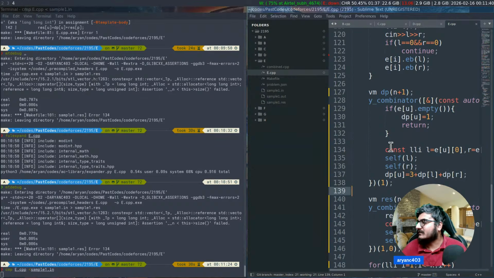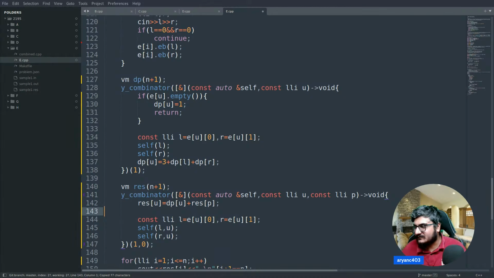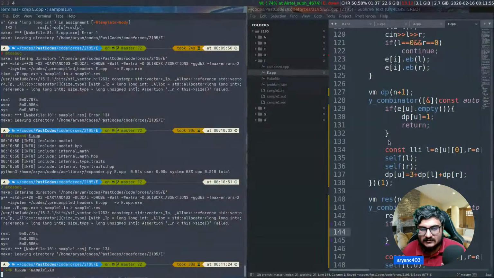Okay, if you have reached the leaf, you should not find out its children again. So yeah, I think this is where we are.